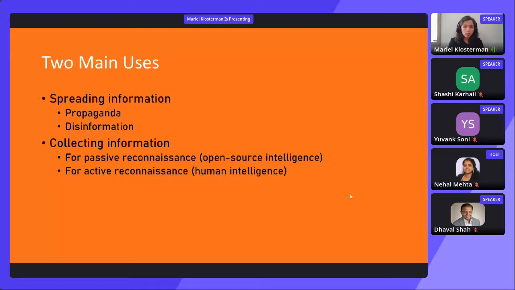So as I mentioned before, their two main uses are spreading information, such as using propaganda accounts or disinformation accounts, or collecting information, which is used a lot for passive reconnaissance. That's when you're trying to find information on someone just using publicly available information. And then active reconnaissance, which gets more into the human intelligence side, which is contacting someone or following them in order to get information that you wouldn't be able to get just publicly available.